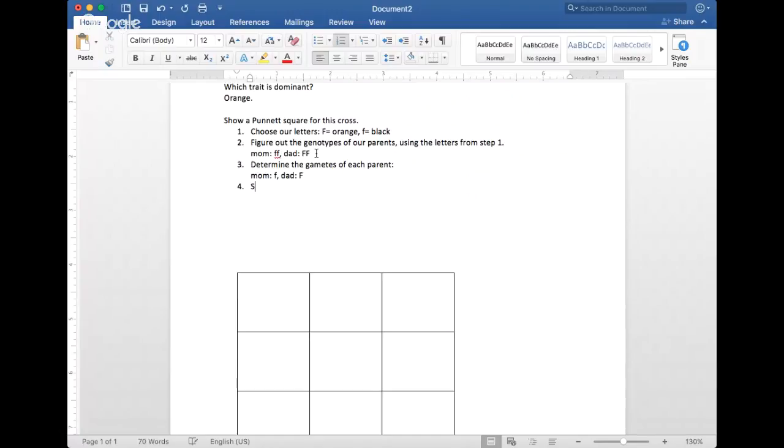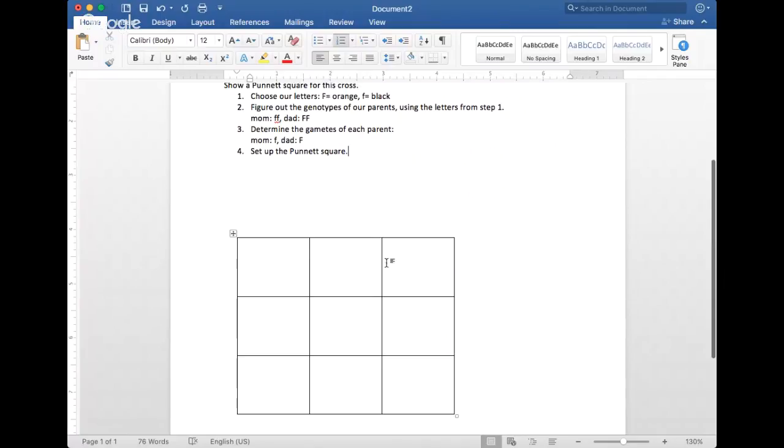The next step is to set up the Punnett square. And when we set up the Punnett square, we're going to put dad on this side, and we're going to put mom on this side. Okay, so dad's gametes go in this part of the table, and mom's go over here. Okay, so I'm going to put this notation. Oh, no autocorrect. It's very important that you don't do that. Okay. So these little f's come from mom, and these big ones come from dad.